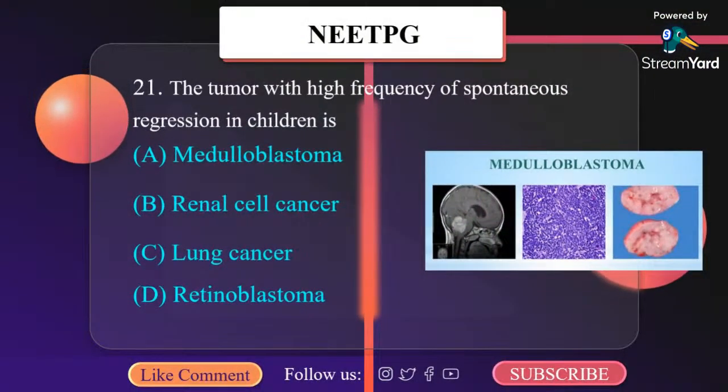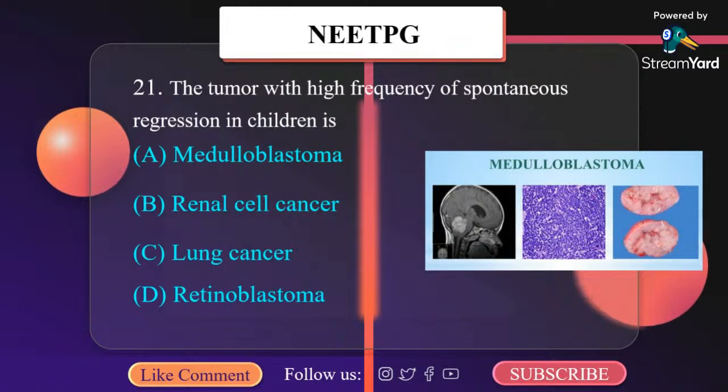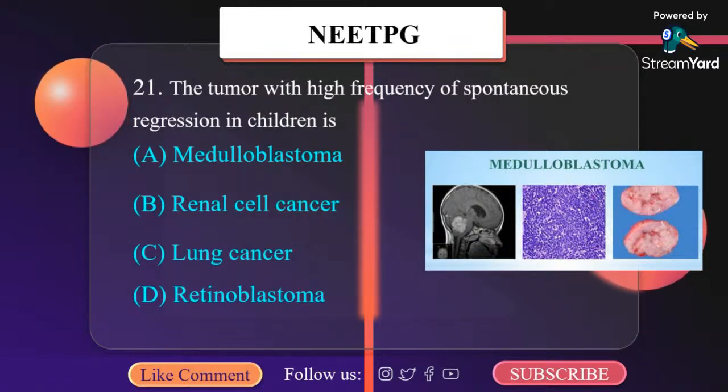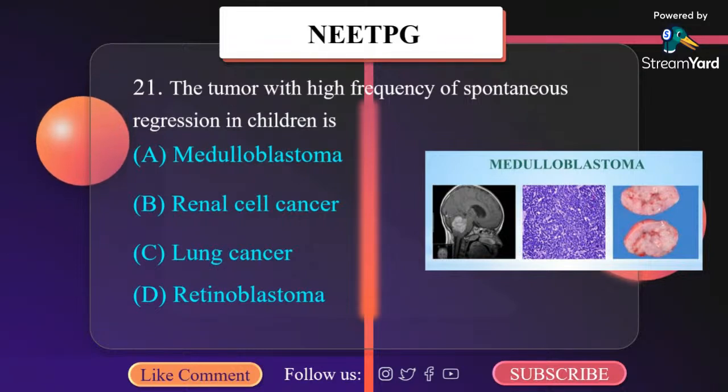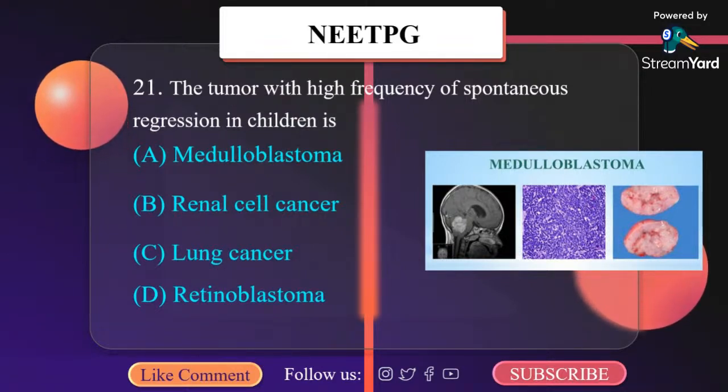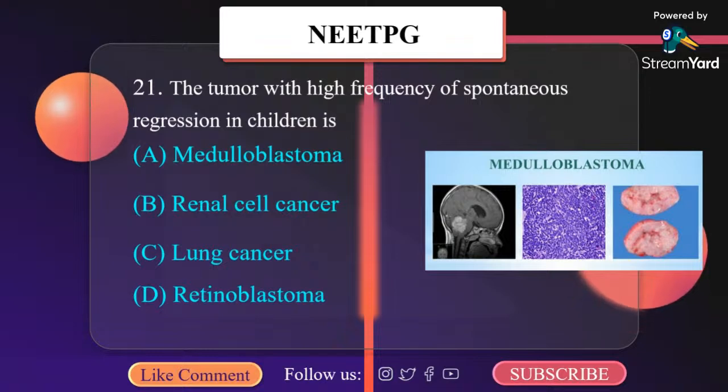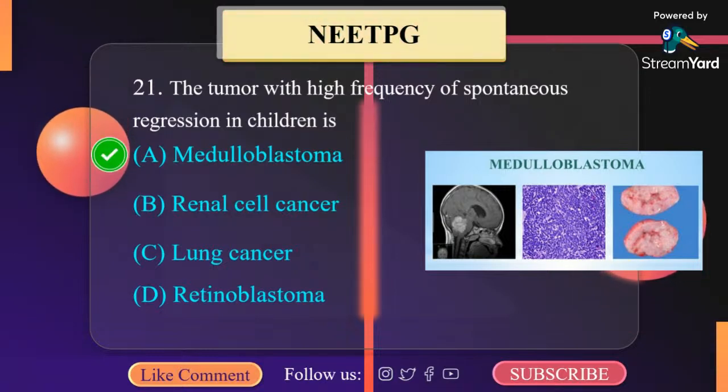The tumor with high frequency of spontaneous regression in children is A. Medulloblastoma, B. Renal cell cancer, C. Lung cancer, D. Retinoblastoma. It is retinoblastoma, with high frequency of spontaneous regression. Other tumors are malignant.